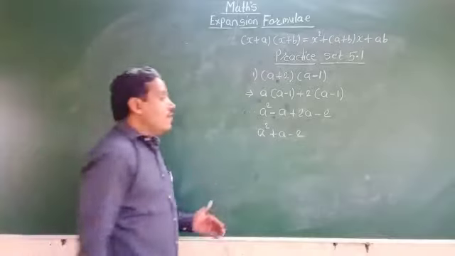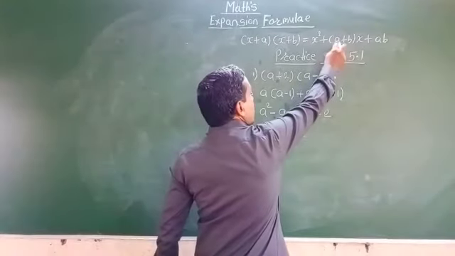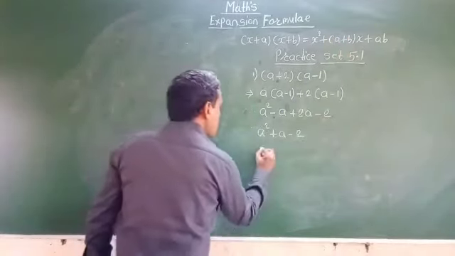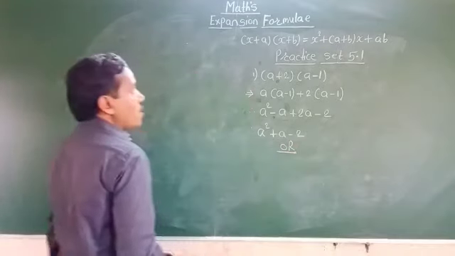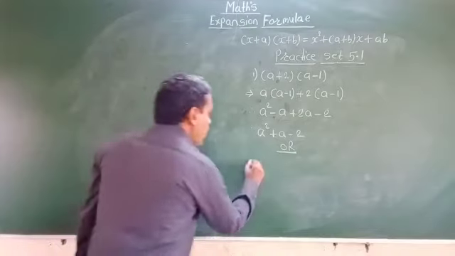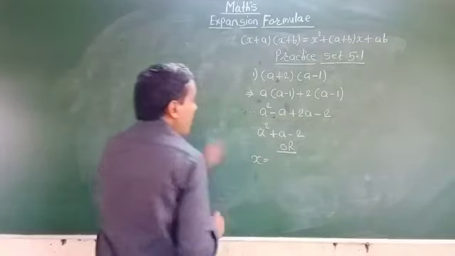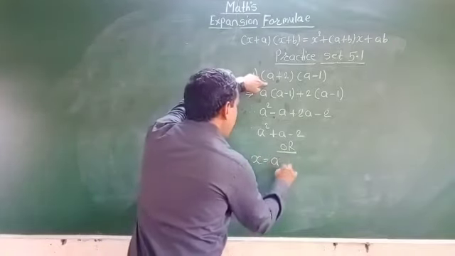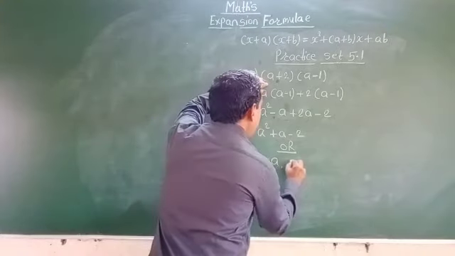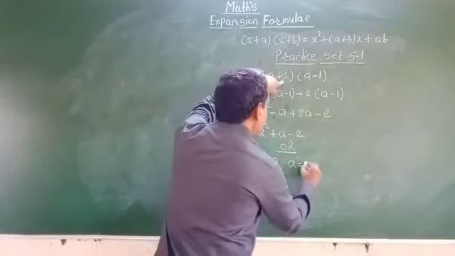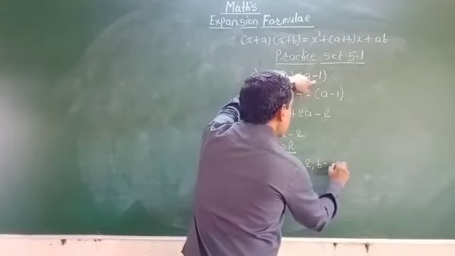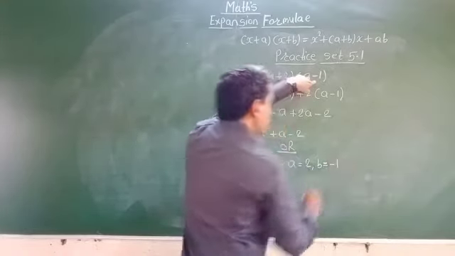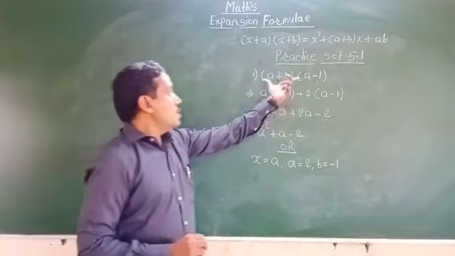We can also solve it by putting values in the expansion formula. So what is the value of x? The value of x is a. What is the value of a? The value of a is 2. And what is the value of b? The value of b is minus 1.